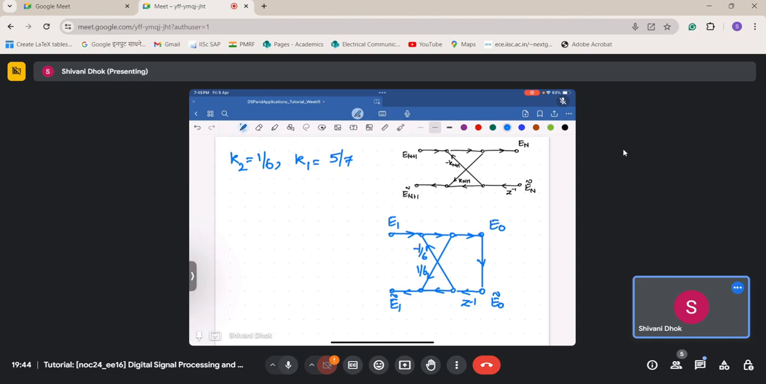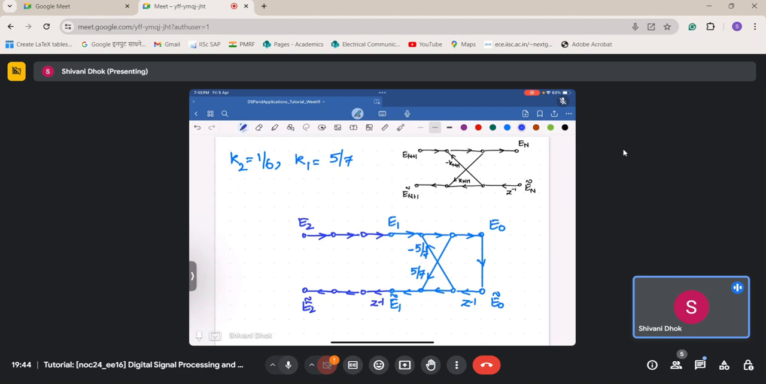This is not 1 by 6 and 1 by 6, this is k1 and minus k1. So for this first stage, this is minus k1, which is minus 5 by 7, and this is k1, which is 5 by 7. Then we need to realize the second stage. So for the second stage, again I'll have these things. I'll have z inverse here like this, and here I'll have E2, and here I'll have E2 tilde.